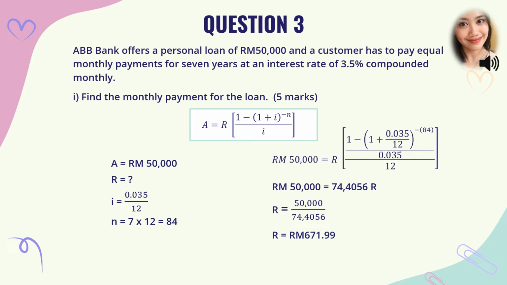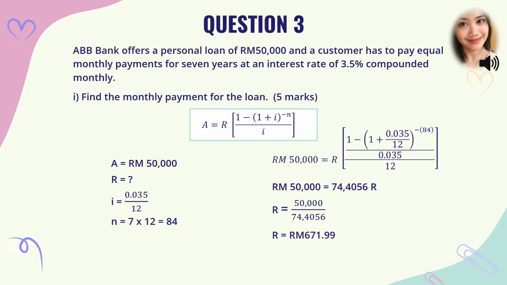For this question, we choose the present value formula. That is A equals R in bracket 1 minus in bracket 1 plus I power negative n over I. A refers to present value, R refers to periodic payment, I refers to compounding interest rate, and N refers to the number of payments. So, let's move to calculation.